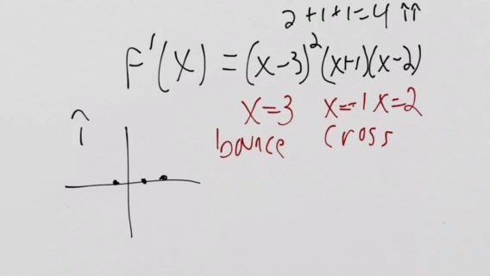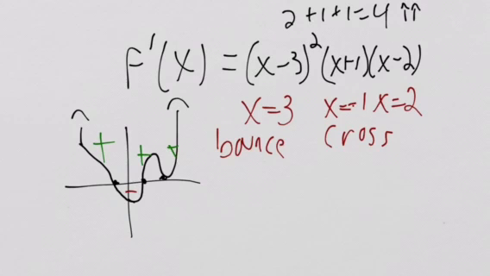What are we doing at -1 again? We're crossing. What are we doing at 2? We're crossing again. And then what are we doing at 3? We're bouncing. So what do we have? Our function is increasing, then it's decreasing, then it's increasing, and then it bounces, and then it keeps increasing, right?